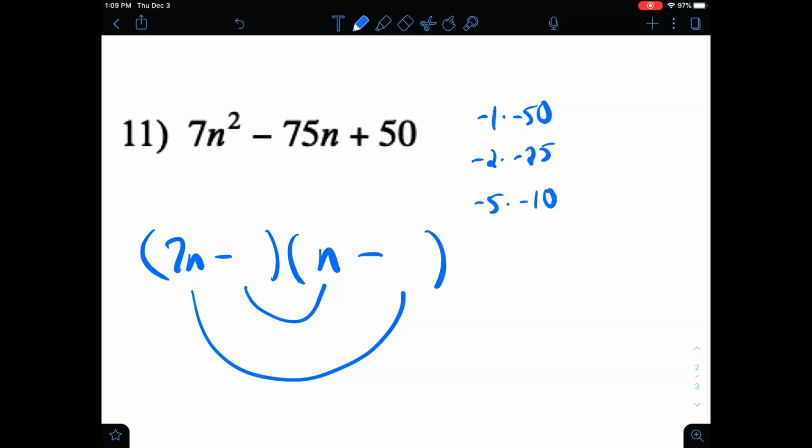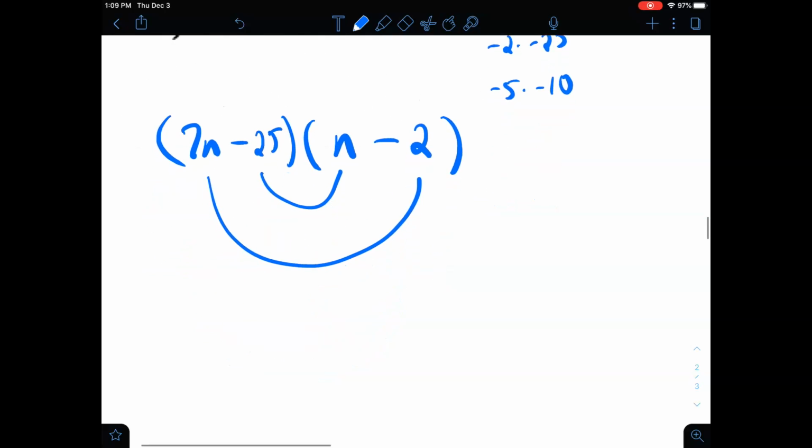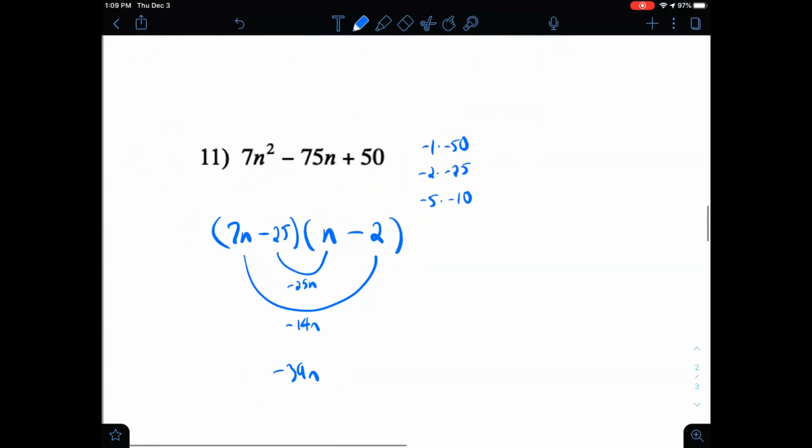Well, let's just try, I don't know. Let's try 25 right here and 2 right here. Let's see what happens, right? So negative 25 times n is negative 25n. 7n times negative 2 is negative 14n. That's going to be negative 39n. So we're a little bit low. So can you guys see which pair would actually work?